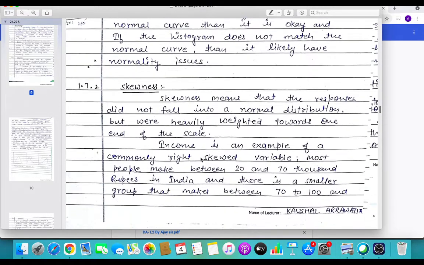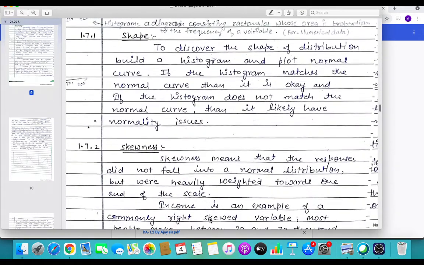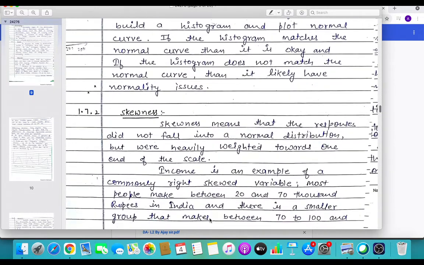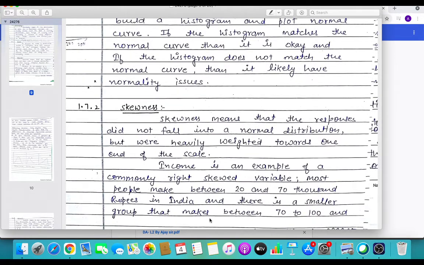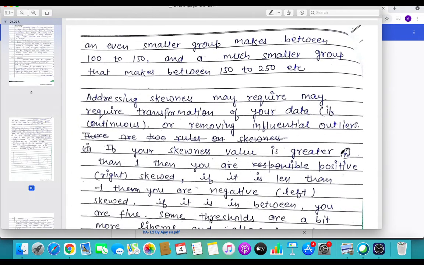So what is skewness? Skewness means that the responses did not fall into a normal distribution but were heavily weighted towards one end of the scale. Income is an example of a commonly right skewed variable. Most people make between 20 and 70 thousand a month in India, and there is a smaller group that makes more than 70,000, right? And an even smaller group makes between 100 to 150, and much smaller, 150 to 100. बहुत कम लोग होते हैं जितना इनकम देना पड़ रहा है.